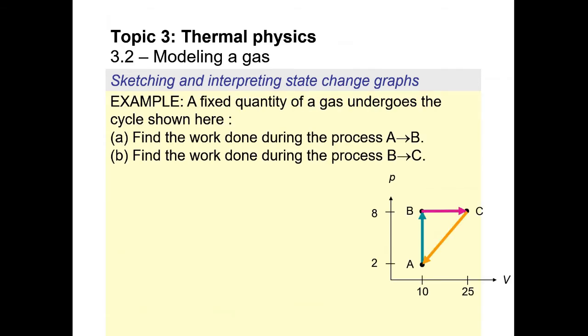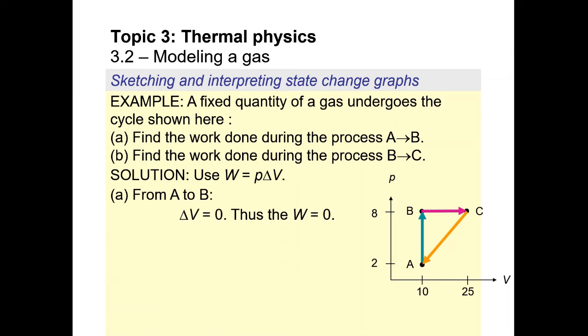A fixed quantity of gas undergoes the cycle shown here. Find the work done during the process A to B. B, find the work done during the process B to C. We're going to utilize the work done formula. Work done equals pressure times change in volume. From A to B, look at from A to B. Change in volume is 0. Therefore, the work done is equal to 0.